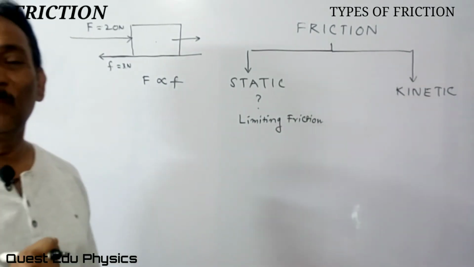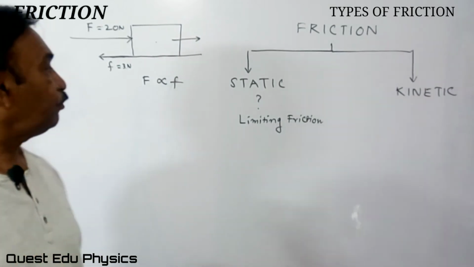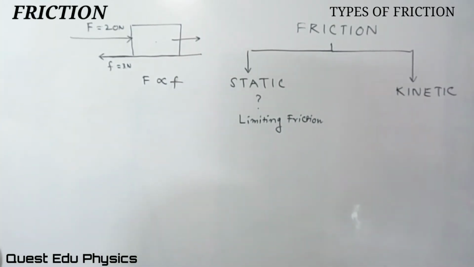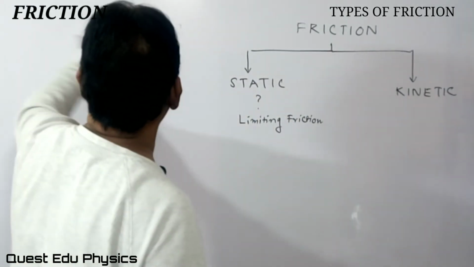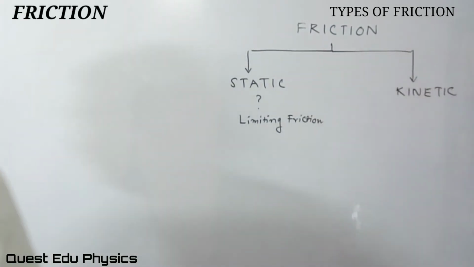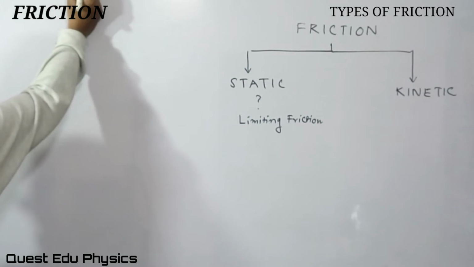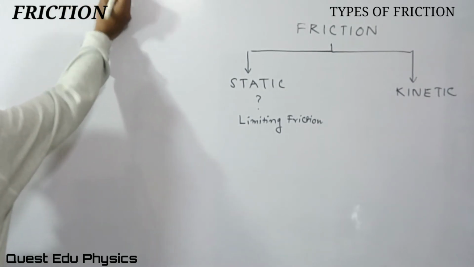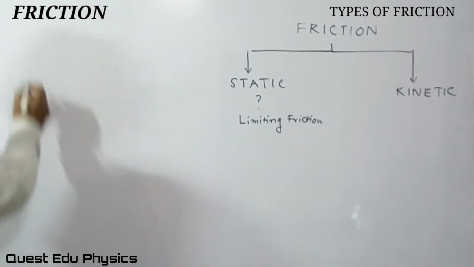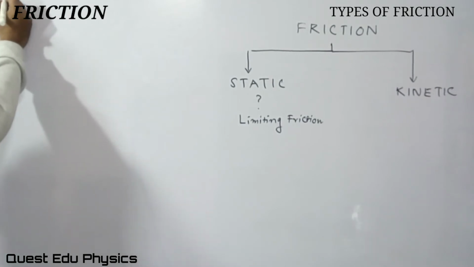Limiting friction is the maximum value of the static friction. After that, the body moves over the surface. I hope you understood. This can be understood very easily by a graph, students. We can say it as a force versus frictional force graph. Okay, students, let's take this graph and study this.